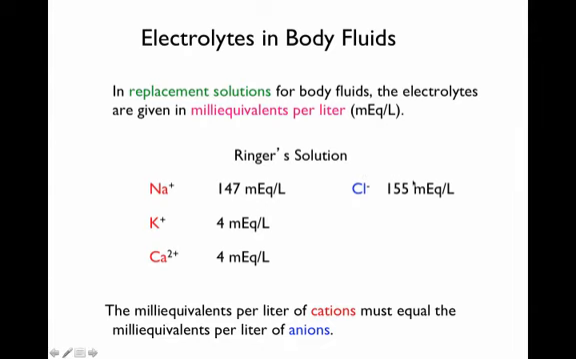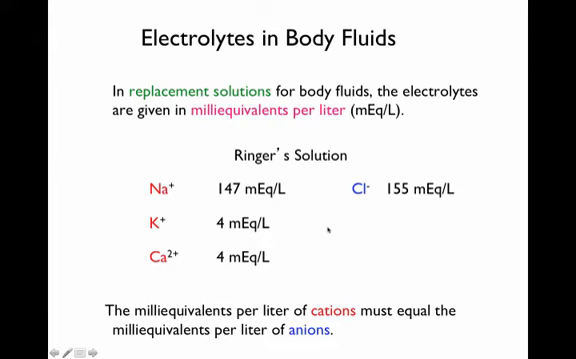And the other thing to point out, and I'm pointing that out on the bottom here, is that the milliequivalents per liter of the cations, of the positively charged ions, has to equal the milliequivalents per liter of the anions. So if you add all of these up, 147 plus 4 plus 4, it should equal 155, because the negatively charged ions have to neutralize the positively charged ions.